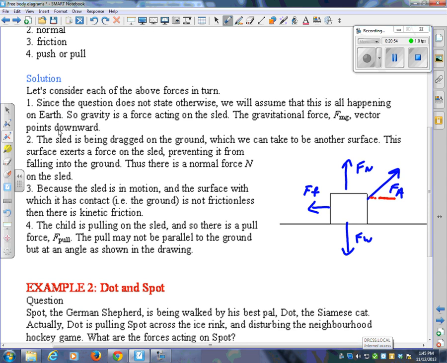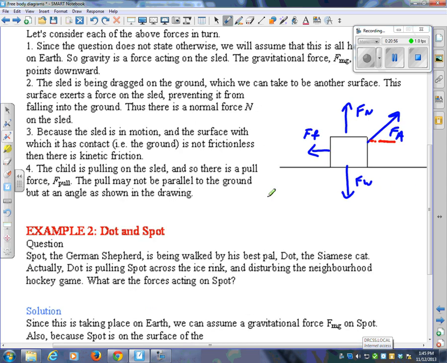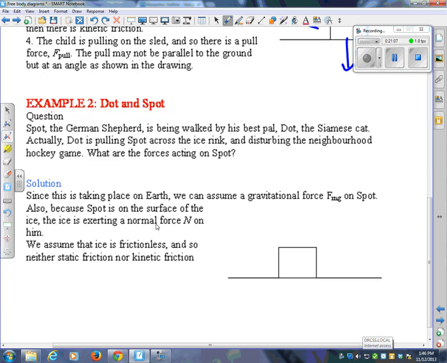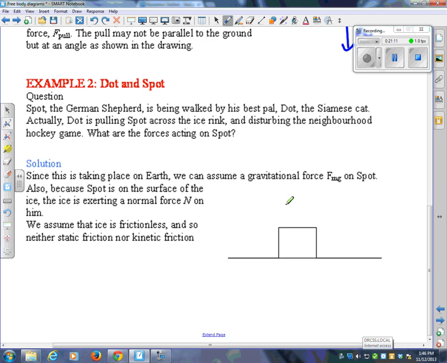Okay, Dot and Spot. Spot, the German Shepherd, is being walked by his best pal Dot, the Siamese cat. Actually, Dot is pulling Spot across the ice rink, code word, and disturbing the neighborhood hockey game. What are the forces acting on Spot? Since this is taking place on Earth, we can assume a gravitational force mg on Spot. Because Spot is on the surface of the ice, the ice is exerting a normal force on him. We assume the ice is frictionless. There's that code word. And the pull.